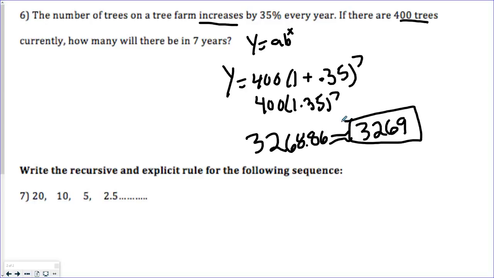So if they say compound interest, that's when you use that special formula. If it's just percent increase or percent decrease, that's when you use this equation formula, or the exponential equation formula.